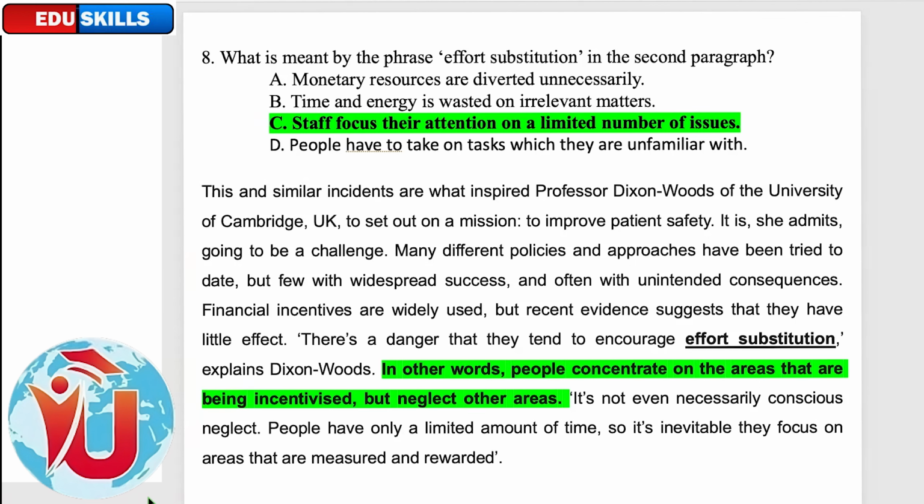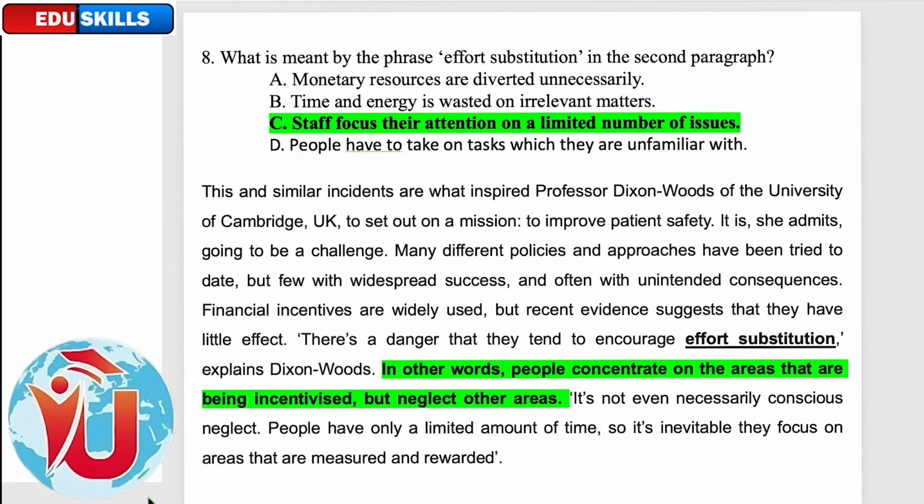People have to take on tasks which they are unfamiliar with. This and similar incidents are what inspired Professor Dixon Woods of the University of Cambridge, UK, to set out on a mission to improve patient safety. It is, she admits, going to be a challenge. Many different policies and approaches have been tried to date, but few with widespread success, and often with unintended consequences.